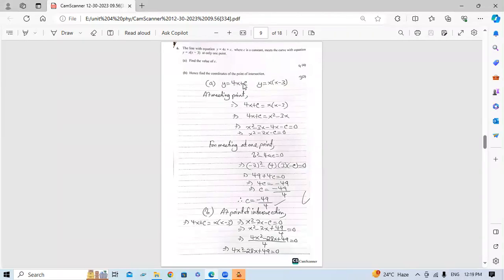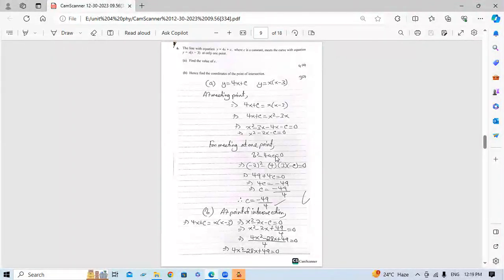y equals 4x plus c, y equals x into (x minus 3), the two equations given in the question. At the meeting point, 4x plus c equals x into (x minus 3), so 4x plus c equals x square minus 3x. x square minus 3x minus 4x minus c equals 0, so x square minus 7x minus c equals 0.